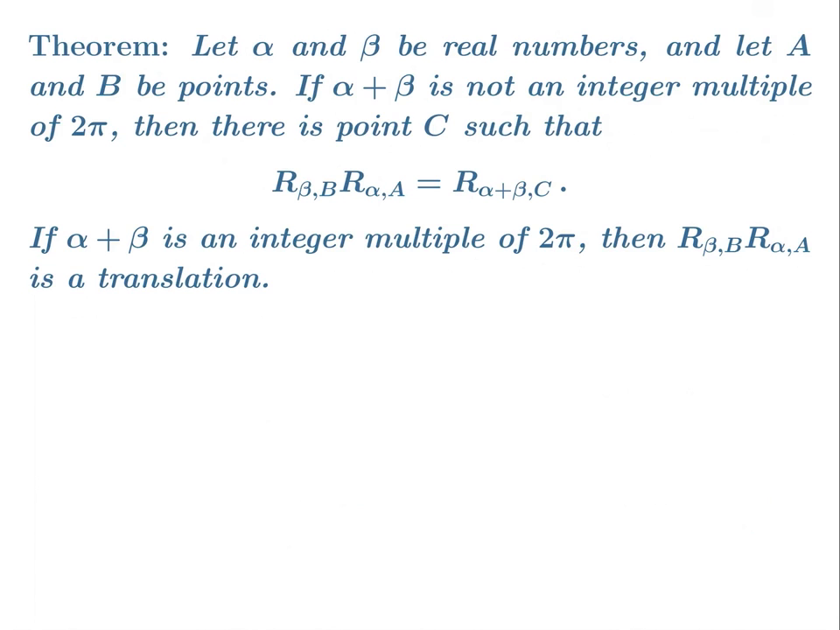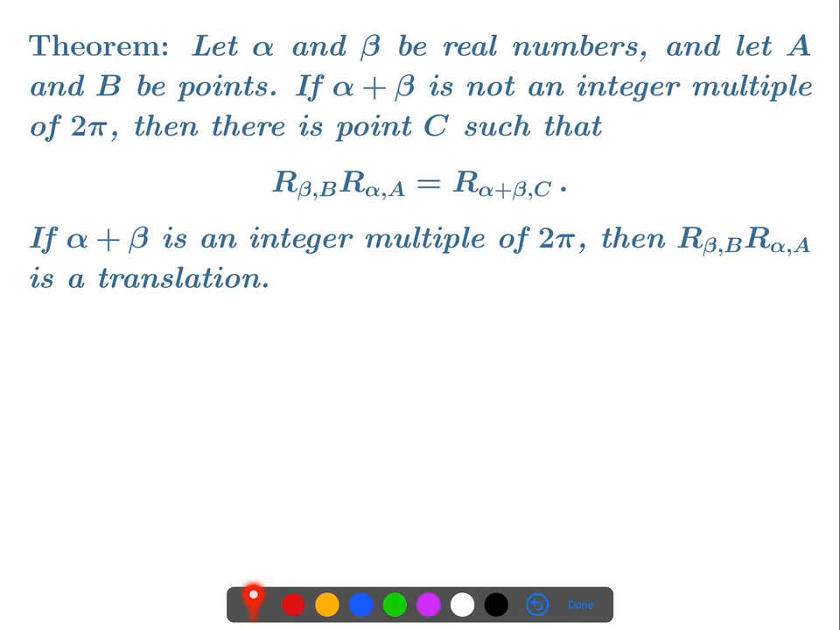Okay, we have discussed this theorem in a previous lecture, and now we want to give a proof of this theorem. So to remind you, we have two angles, alpha and beta, and we're basically trying to prove that the product of a rotation by alpha around some point A, followed by a rotation by beta about some point B, is a rotation by alpha plus beta about some point C. Unless alpha plus beta is an integer multiple of 2 pi, and then that product of rotations will be a translation. So we want to prove all of that.